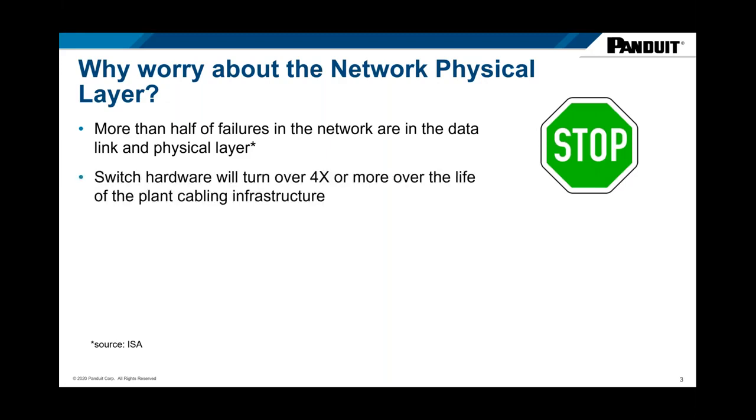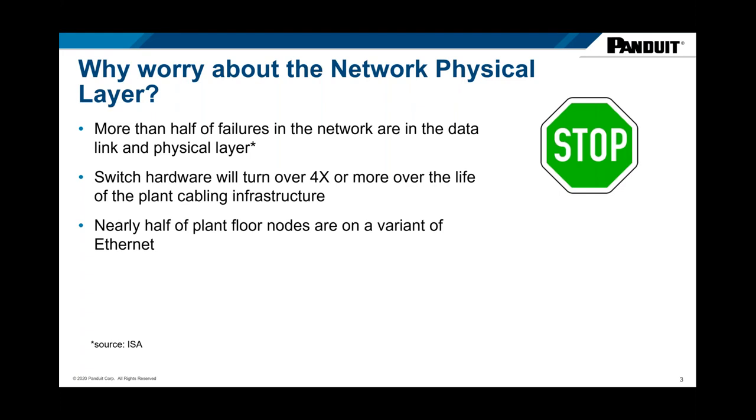Second, if we don't baseline the original cable installation, we don't know its capability when system growth and upgrades occur. You need to recognize that in all likelihood the network hardware, the switches, will turn over about 4 times over the life of the cabling. The cabling will be in there 20 years or longer, and the network switch hardware turns over about every 4 to 5 years. So consider that in your planning.